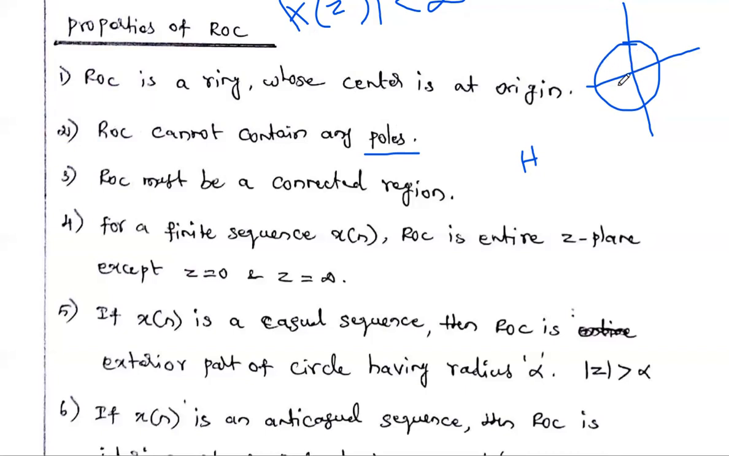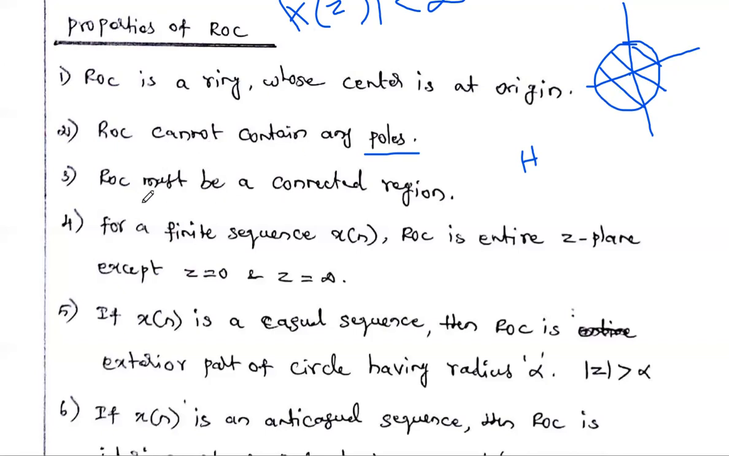For example, if the inside of this region is the ROC, it means no poles are located within this region. If the outside is the ROC region, it means the poles are not located in the outside region. I will explain this with an example while discussing problems. Here, just study it for 2 marks: the ROC cannot contain any pole.